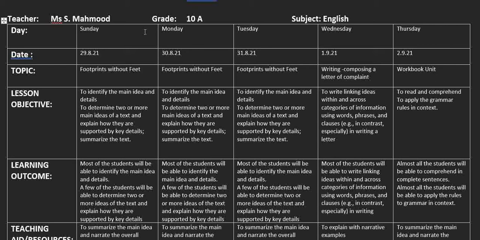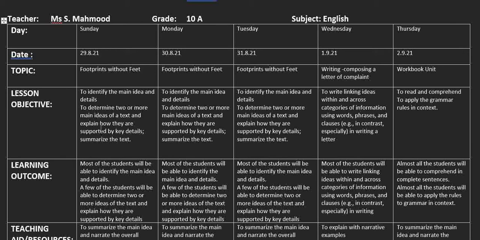So now let me take you through the lessons that we have to go vertically downward. For Sunday, Footprints Without Feet, that is to identify the main idea and details. This is what is expected, that almost all the students will be able to identify the main idea and details. The challenging task is to determine two or more main ideas of the text and explain how they are supported by the key details, and then summarize the text.